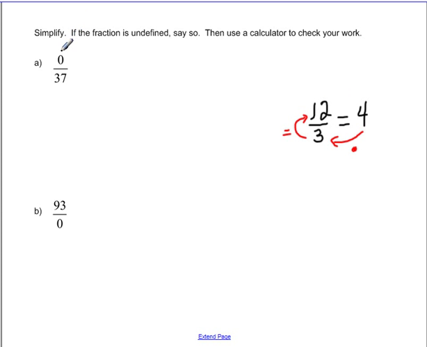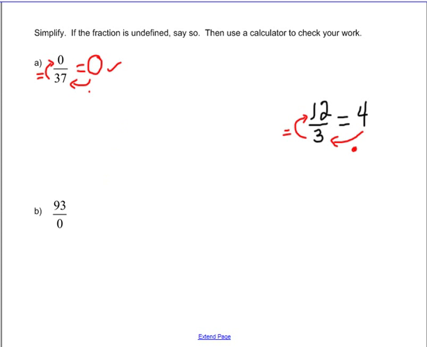So when I'm doing 0 divided by 37, if we think about what the possible answers would be, certainly I'm inclined to say the answer is 0. And remember that we can check our work by multiplying 0 times 37, and sure enough, that equals 0, and so we know that must be the correct answer.